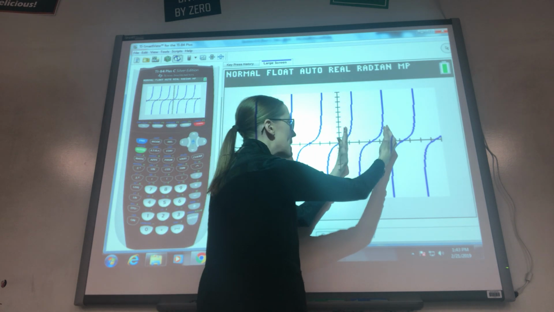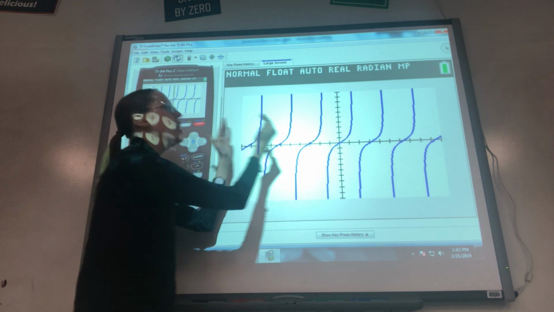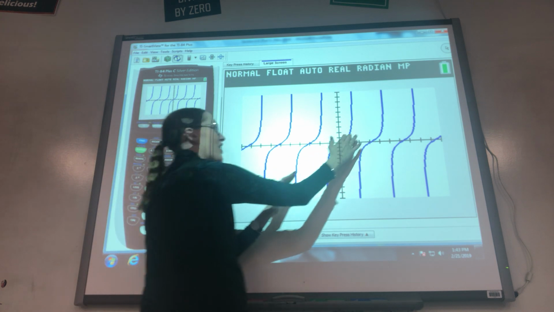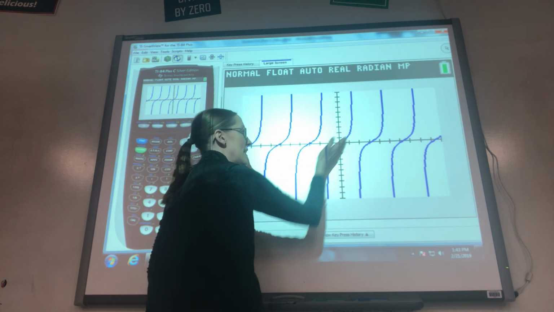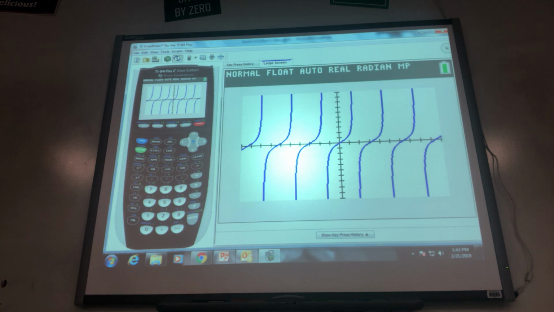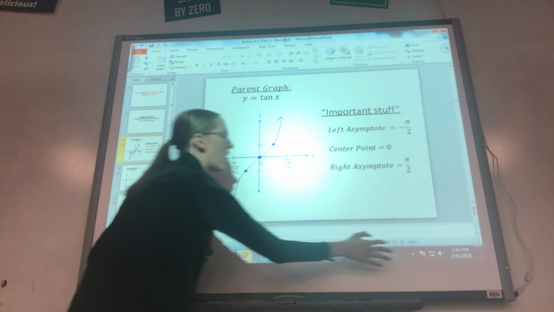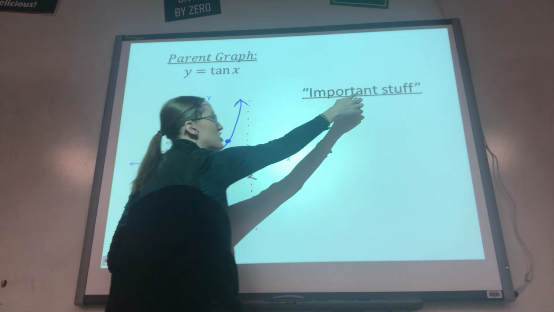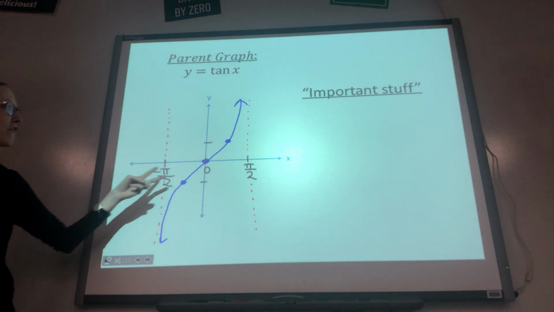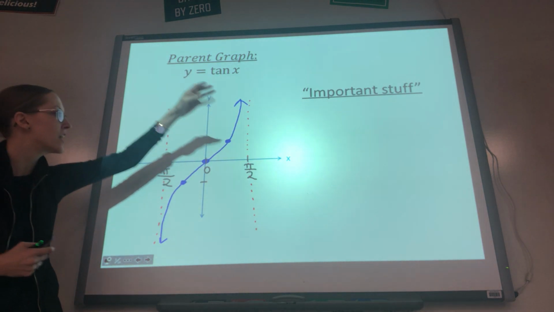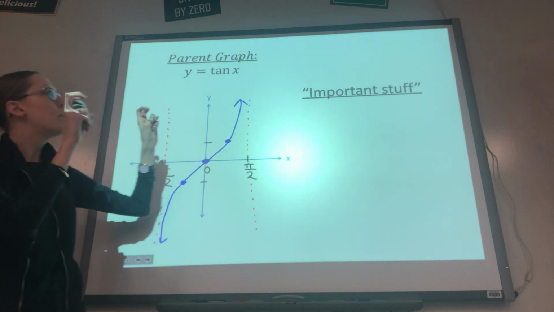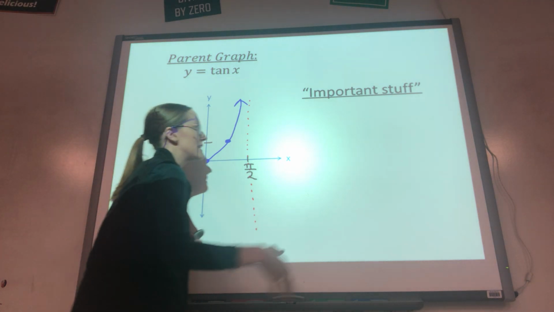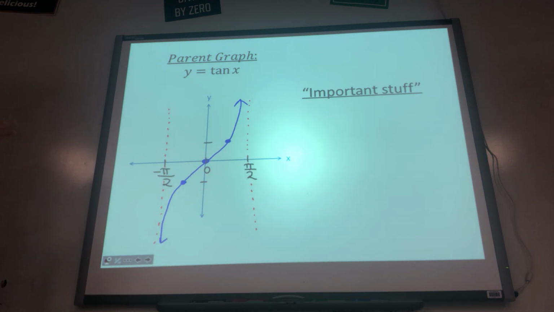It technically repeats over and over to the right, over and over to the left. But the only chunk that we use for our parent function is this one right here, centered right at the origin. Now, once we have our graph done, I'm going to summarize what we just found on this graph, and I'm using really technical terms here. I'm going to label this important stuff. You're going to see, once we start our examples today, why this stuff is important.